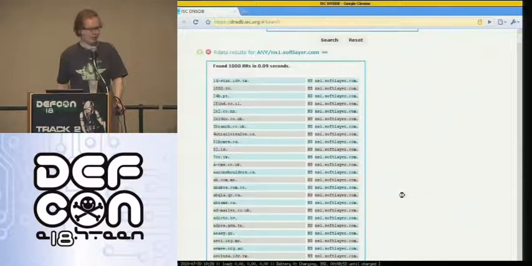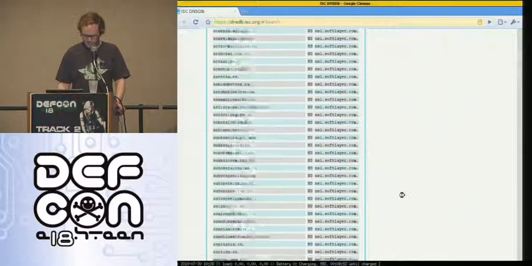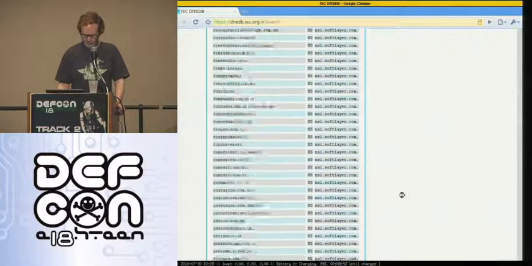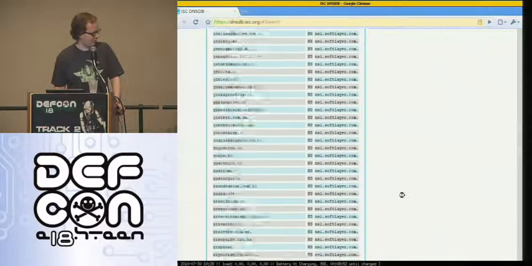This has probably tripped over the maximum limit that the web interface has. So they must have a lot more than that. So we see all these different domains hosted by them.